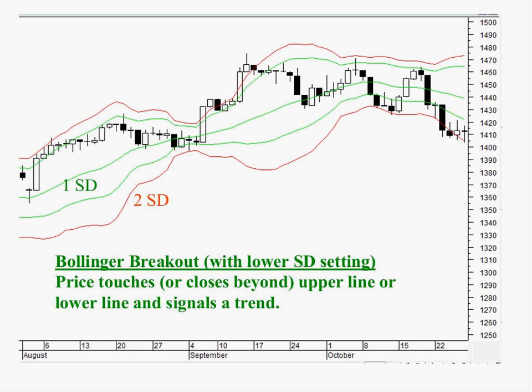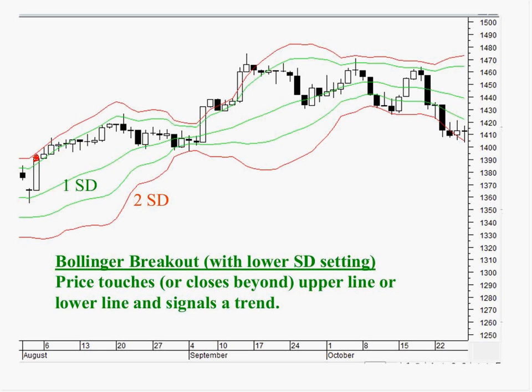So let's look at the way on the left. And here's how it works. Price touches or goes beyond the upper line or the lower line, and that signals a trend. So we're looking for it to close outside the 1 standard deviation line. On the left, we have a point right here. Now let's just say that previous to this, it was in a downtrend, and this is the first time it closed above the upper deviation band there.